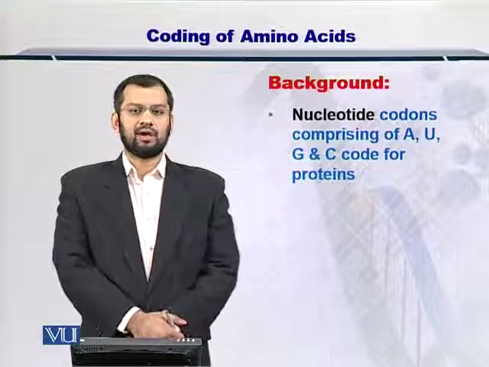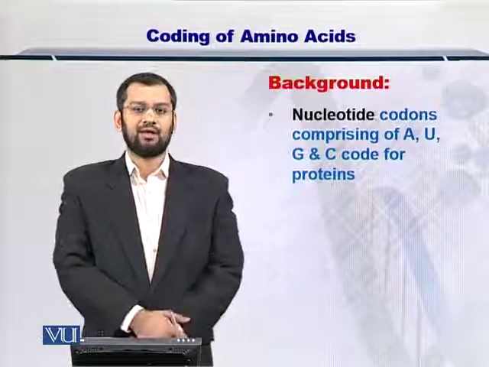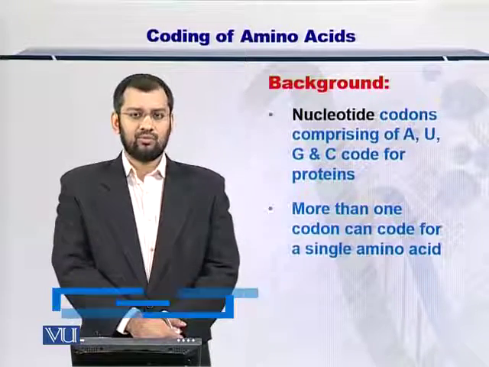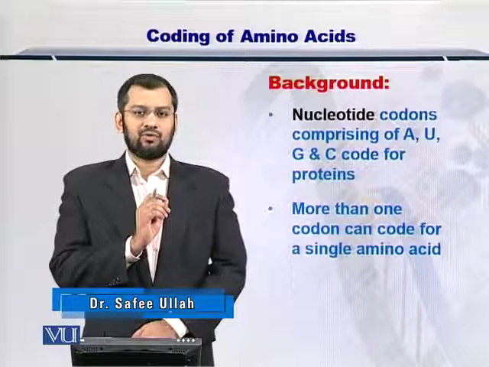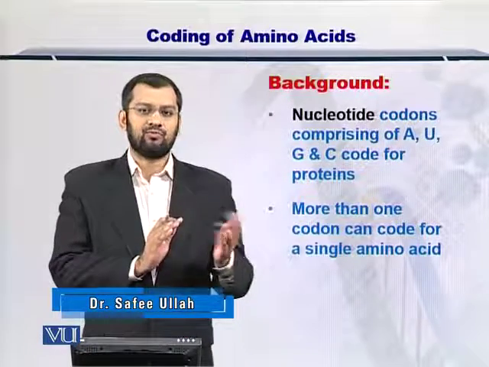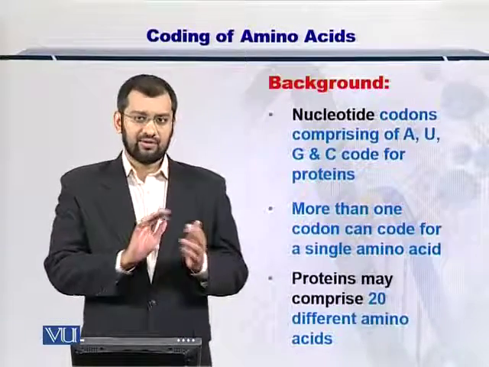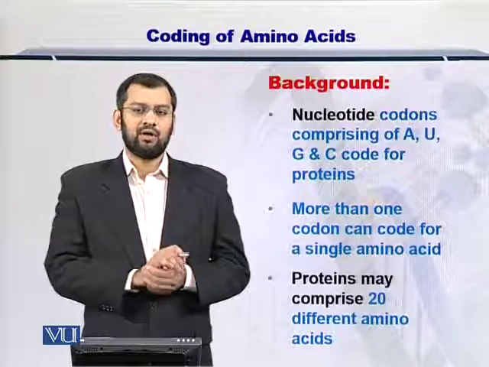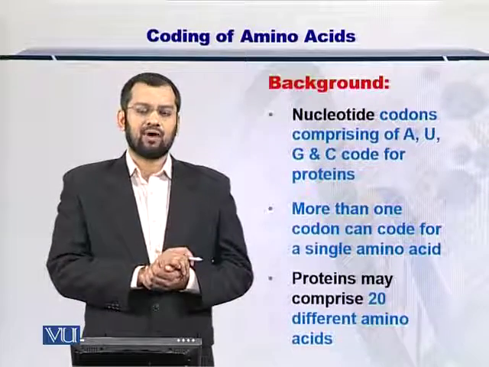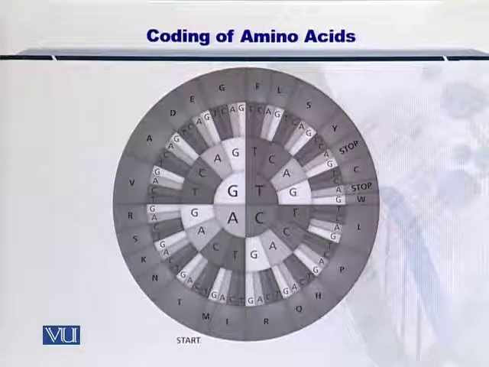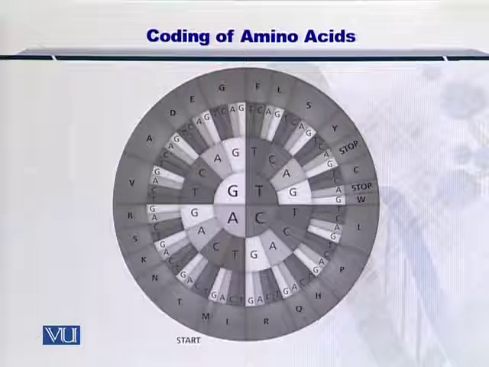As you know, the nucleotide codons for the RNA contain A, U, C, and G, and they code for proteins. Moreover, multiple combinations of these codons can code for a single amino acid. Also, there are 20 different types of amino acids, so there is a much greater number of combinations for the codons. If you look at this chart, then you can assemble the amino acid symbol that will be encoded by any possible combination of the nucleotides.